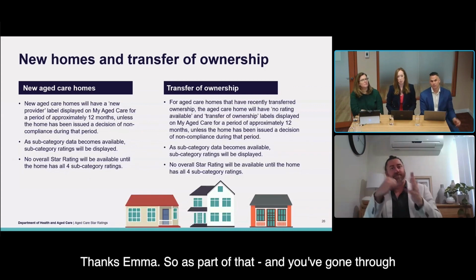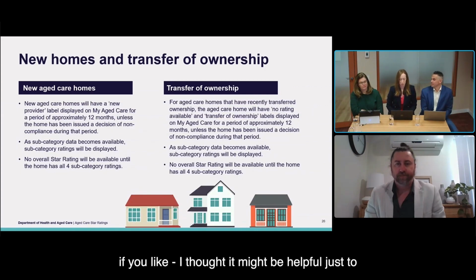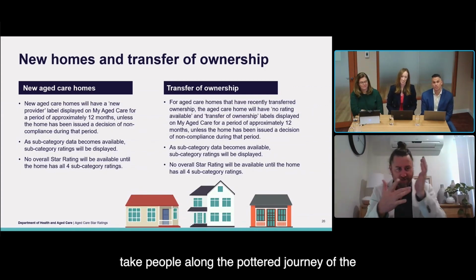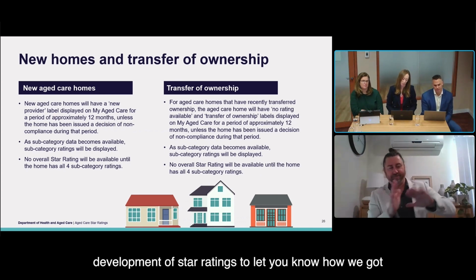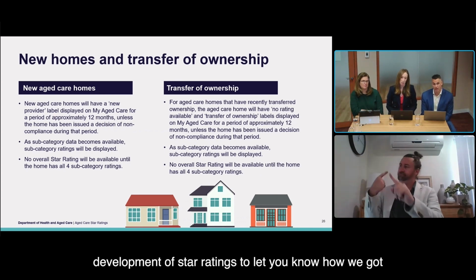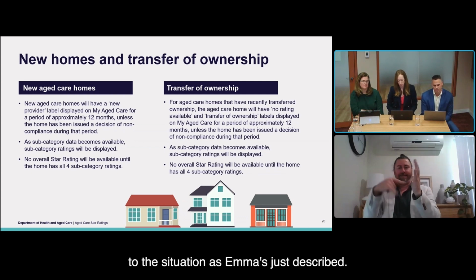So as part of that, you've gone through the complex piece, the technically dense piece, if you like. I thought it might be helpful just to take people along the plotted journey of the development of star ratings to let you know how we got to the situation as Emma's just described.